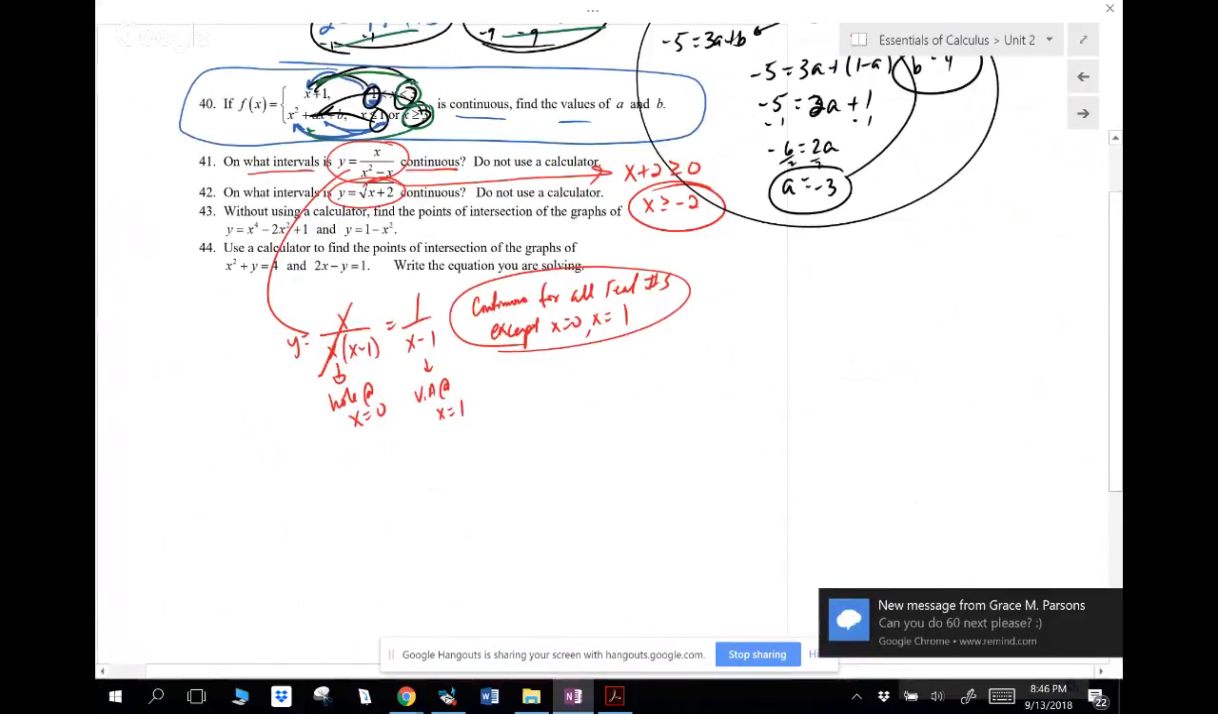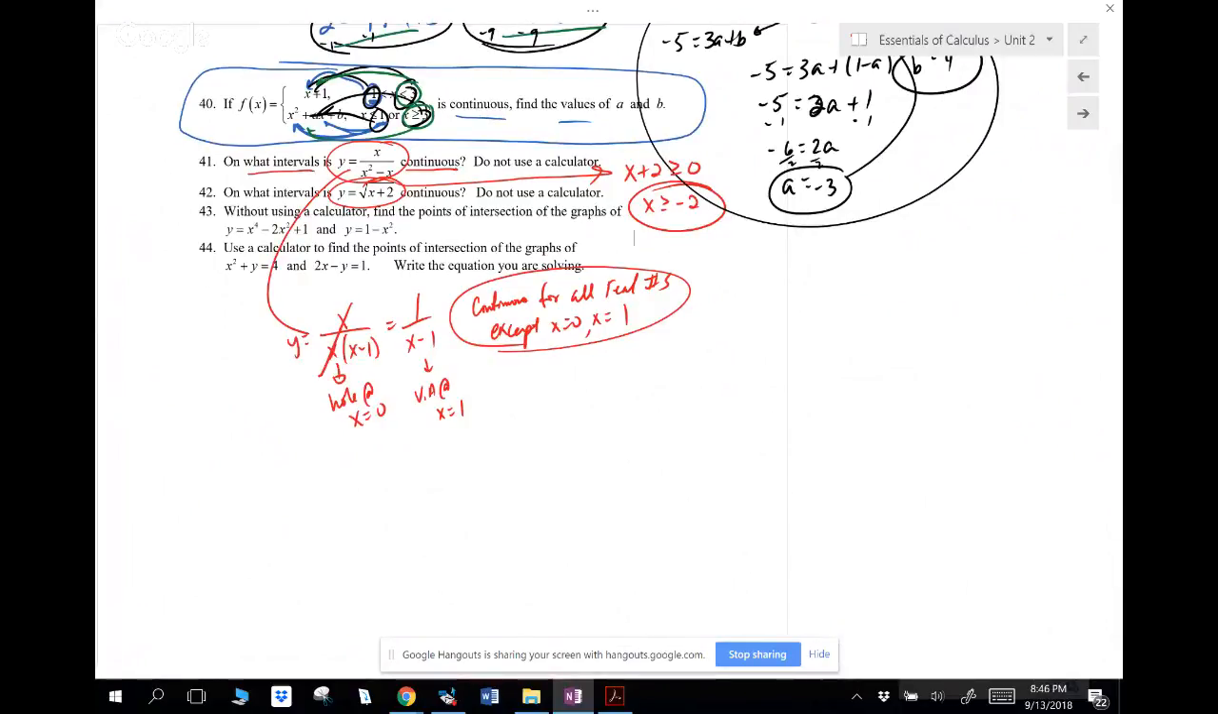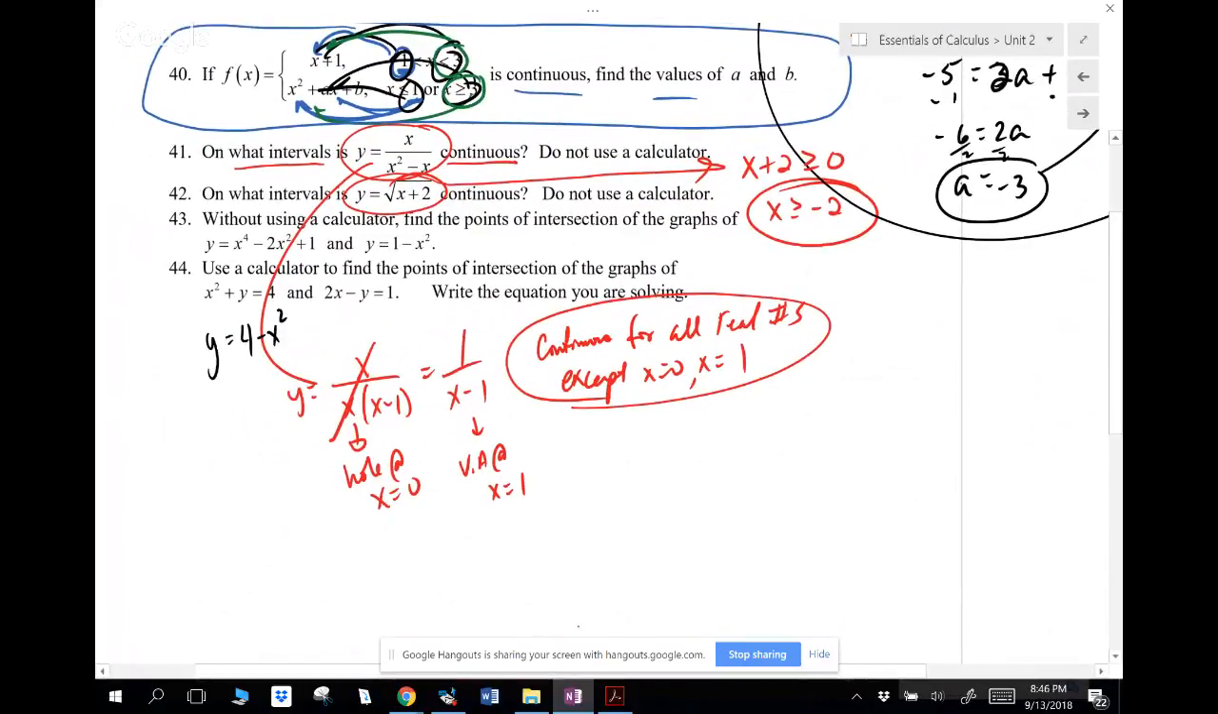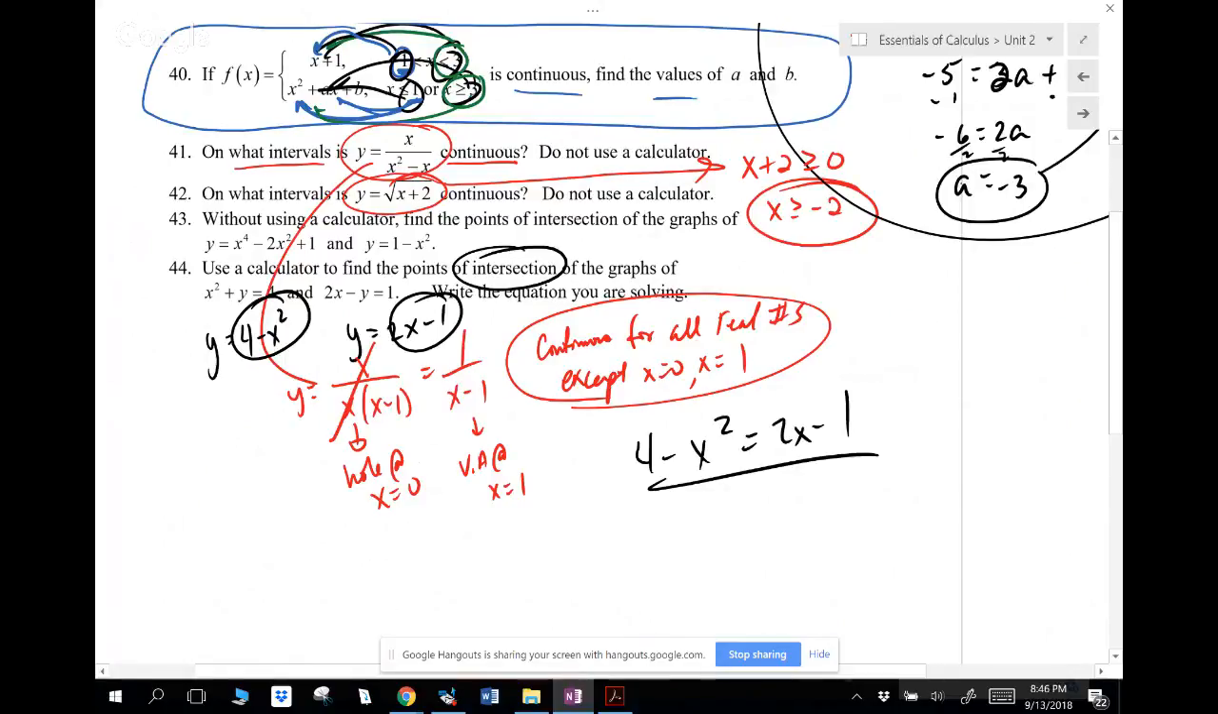Use a calculator to find the points of intersection of the graph. You have to solve for y. Plug these in, two functions. Find the intersection. Write the equation you're solving: 4 minus x squared equals 2x minus 1. Plug this in for F1, this in for F2. Use the intersection in the menu, and you should be able to find that.